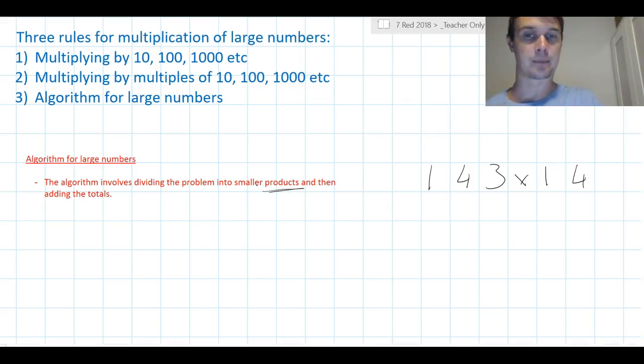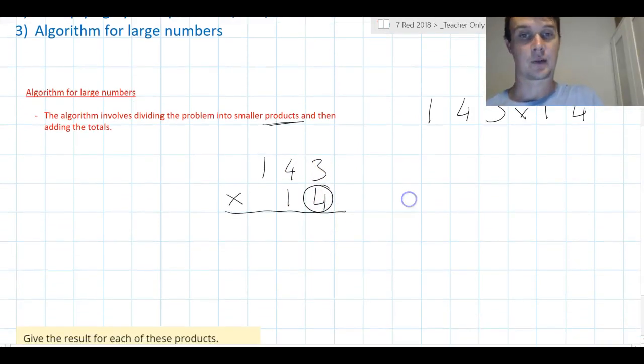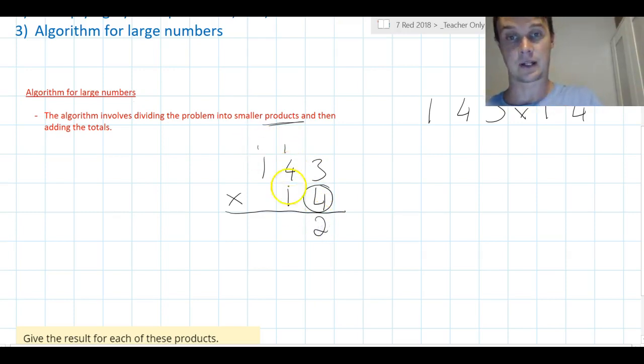The way I'm going to set this up, and it's important that you set it up correctly, is to have your number at the top, and make sure you put it into the correct place value. You're going to break it down into two different multiplications. I'm going to start with multiplying 4 by 143, and then once I've got my answer to that, I'm going to multiply 10 by 143, and you're going to add them up at the end. So I'm going to times 4 by 143. 4 times 3 is 12. I'll carry the 1. 4 times 4 is 16, plus 1 is 17. I'll carry that 1. So 4 times 1 is 4, plus the 1 is 5.